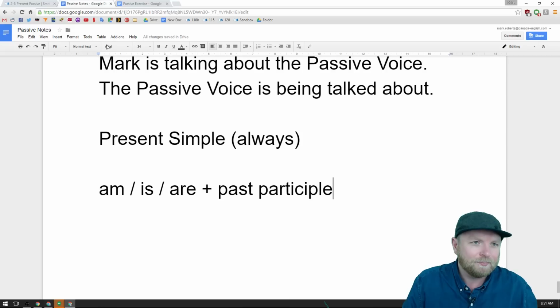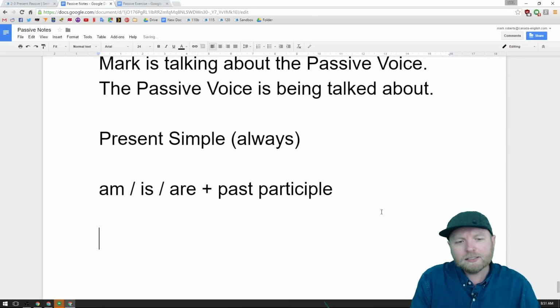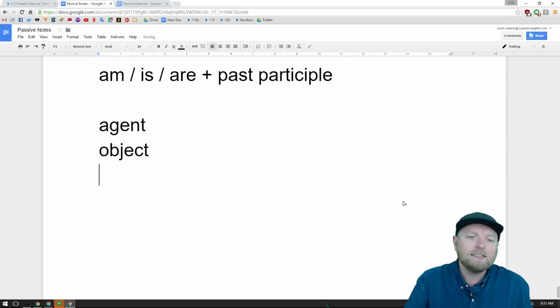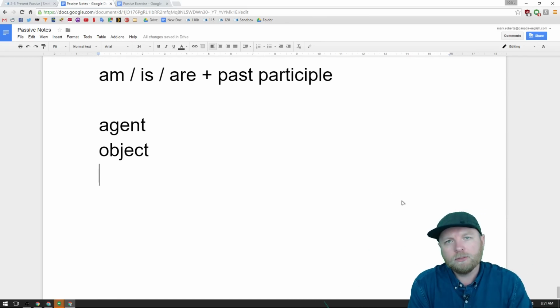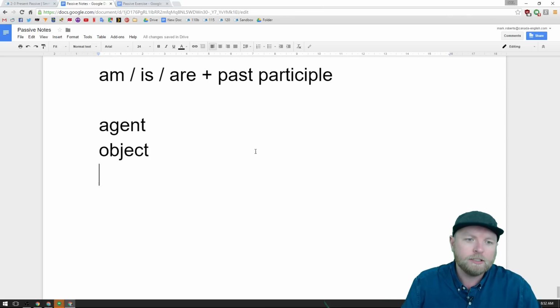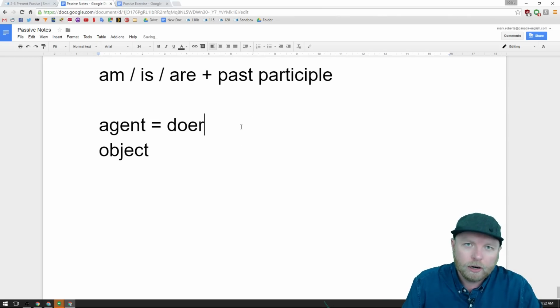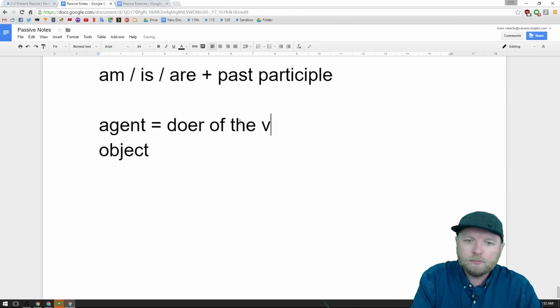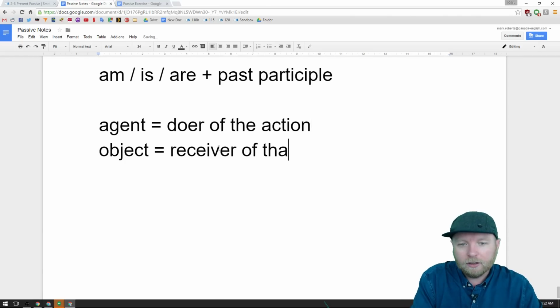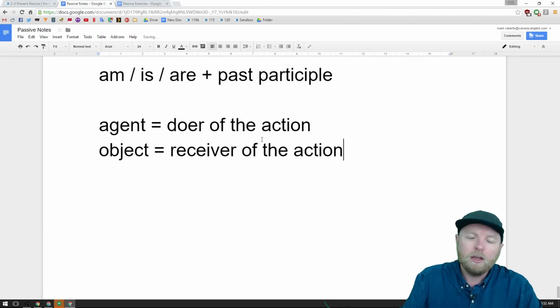Now, remember, guys, I talked about agent and I talked about object, and this is the problem. Students don't understand passive because they don't understand agent. Agent is the doer of the verb, of the action. Object is the receiver of the action, right?